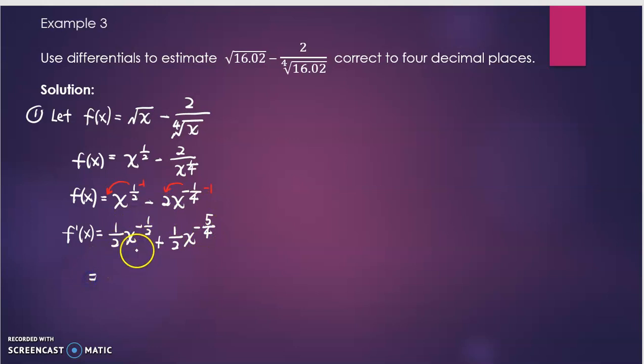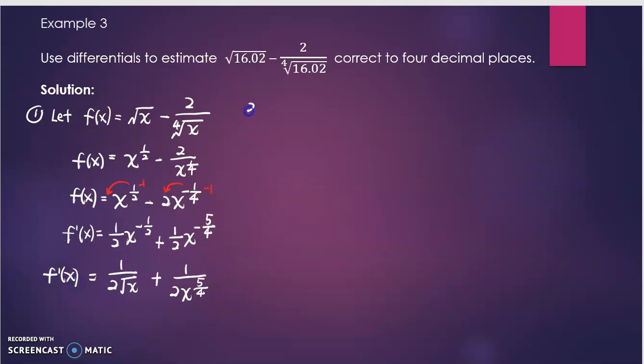Next, I will bring it down to become 1 over 2. Because power of 1 over 2, I can write as square root of x, plus 1 over 2 x power of 5 over 4. So here, okay, correct. Okay, so this is our f prime x.